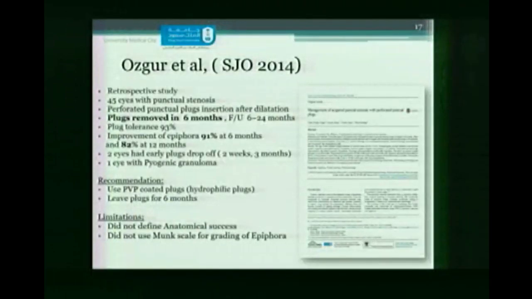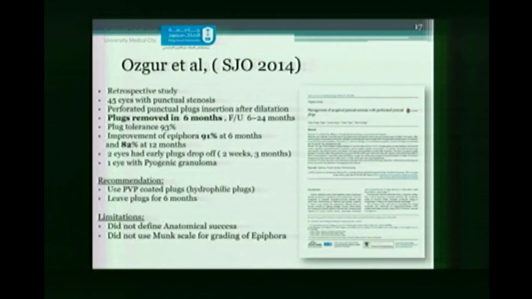I'll try to mention each modality and one or two papers or studies that support it. Ozgur et al. from Turkey reported this and published the result in the Saudi Journal of Ophthalmology in 2014, in which they did a retrospective study. They included 45 eyes with punctal stenosis, and they inserted a perforated punctal plug in all patients, and they kept the plugs for 6 months, which I think is a key factor for their high success rate.